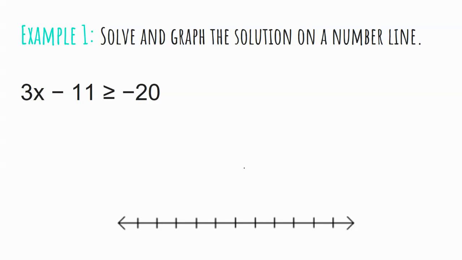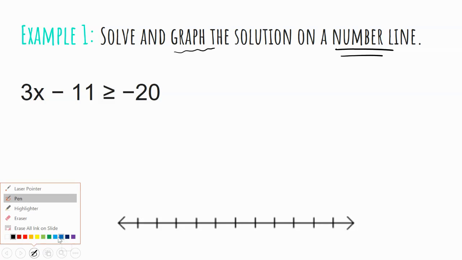Example number 1. So we are going to solve the inequality, and then we are going to graph the solution on a number line. So remember, a number line is just a line that continues on in both directions. And we have these little tick marks, and we're going to fill those in with numbers once we know what our solution is. So again, our main goal, we need to isolate our variable.